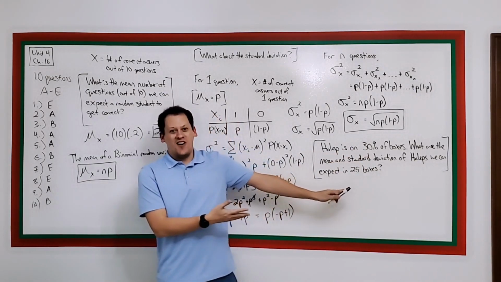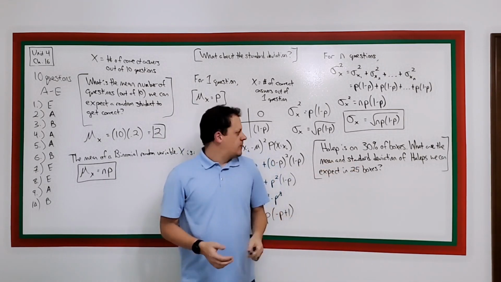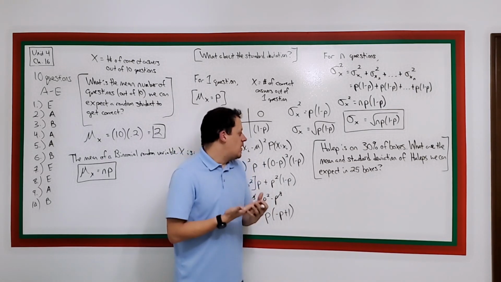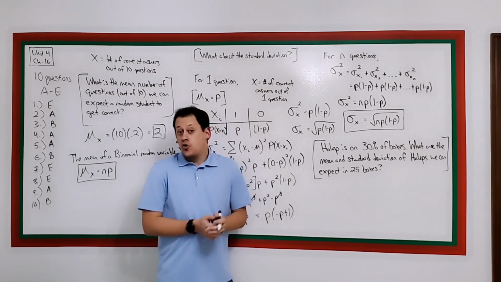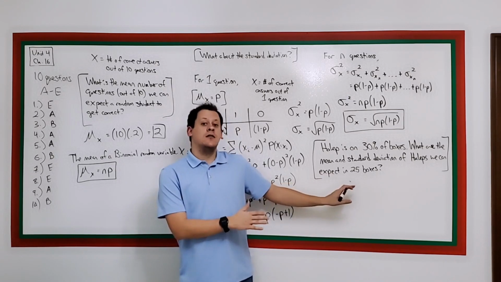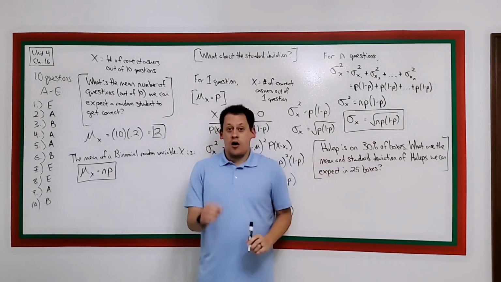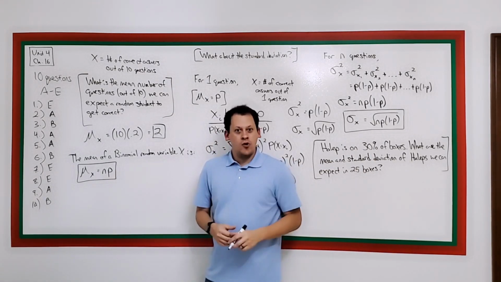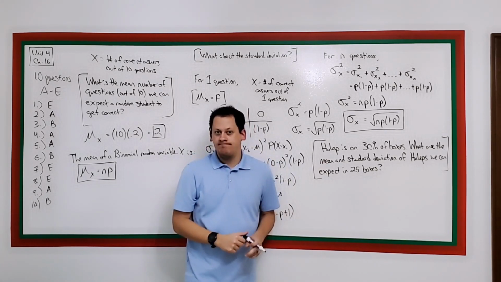So let's go back to our cereal box athlete example. Halep is on 30% of boxes. What are the mean and standard deviation of the number of Haleps we can expect to see in 25 boxes? You don't need to remember anything else from the example. All the information you need is here, because all you need to calculate the mean and standard deviation are n and p, and you've got both of those here. So go ahead real quick, calculate the mean and standard deviation, and then we'll move on.